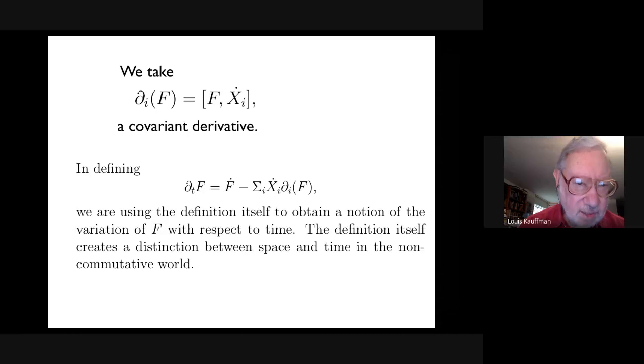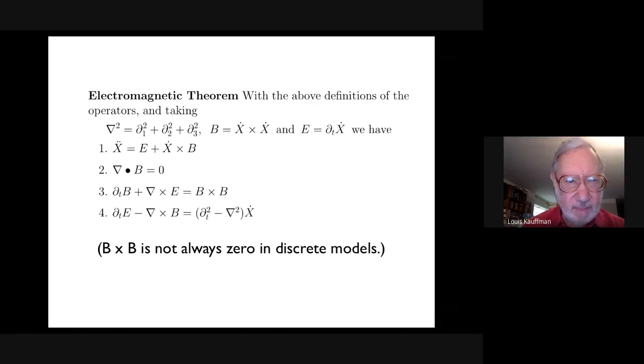I'm not assuming any other commutator equations. I'm actually doing a generalization of Maxwell's theory to gauge theory in this formalism. That's all I have, just this constraint. And then what we will get is the following. We will prove that x double dot is E plus X dot cross B. We will prove that del dot B is 0, and we will prove the Maxwell equations as well with an appropriate current, d squared/dt squared minus del squared. So that's what we're going to do. We're going to prove this.